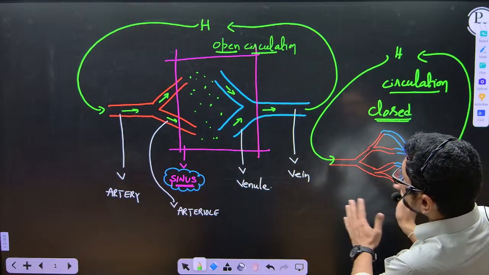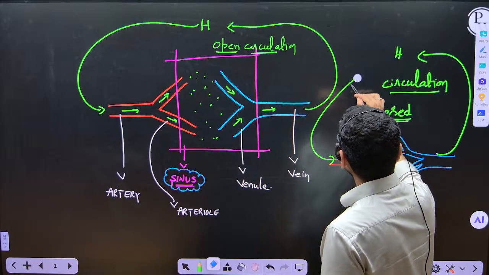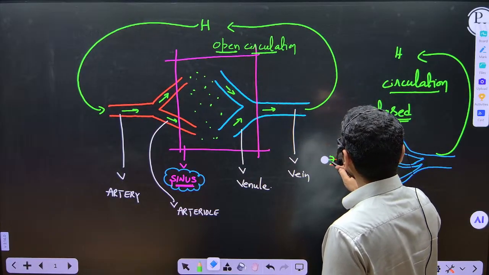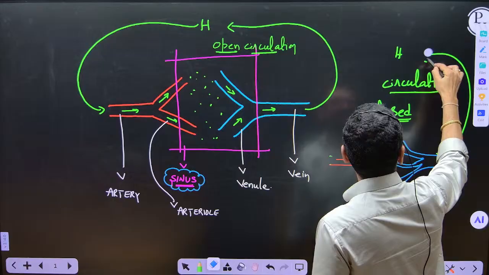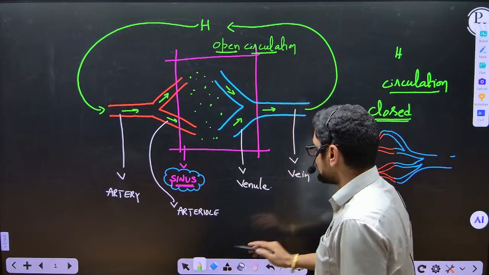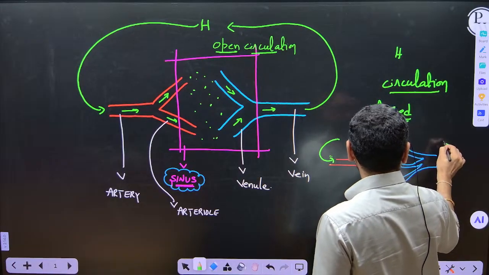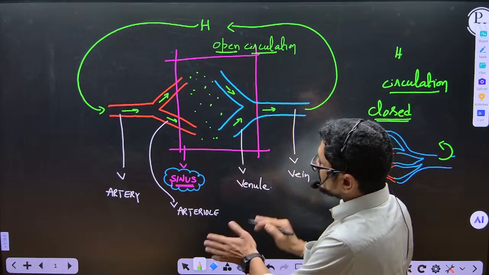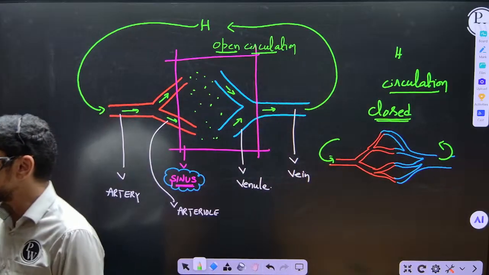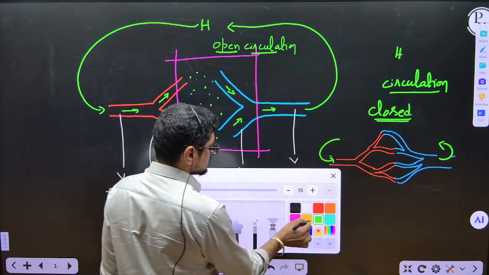What is the basic difference between open and closed circulation? My dear friends, what is the difference? I told you already. What is the difference between these two images? What can you understand by seeing this? Please see here, my dear friends.